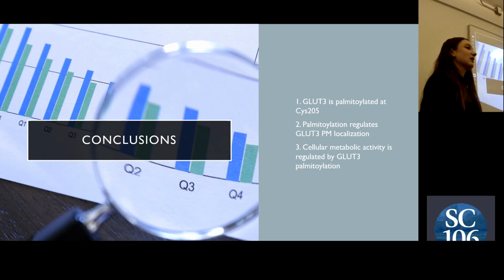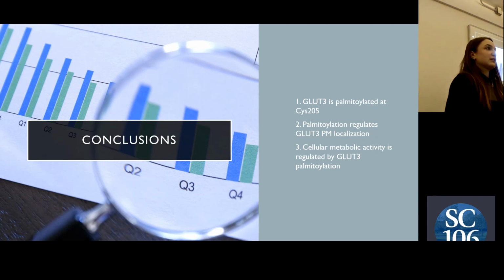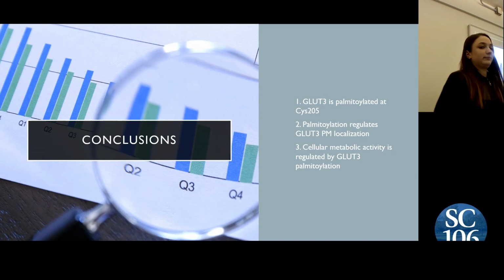So our conclusions, like I said, we have supported the idea that polymethylation is occurring at GLUT3 cysteine 205, and that it regulates GLUT3's ability to be found in the plasma membrane, as well as regulating the cell's metabolic activity, as well as what we're interested in learning next is the development of certain diseases.